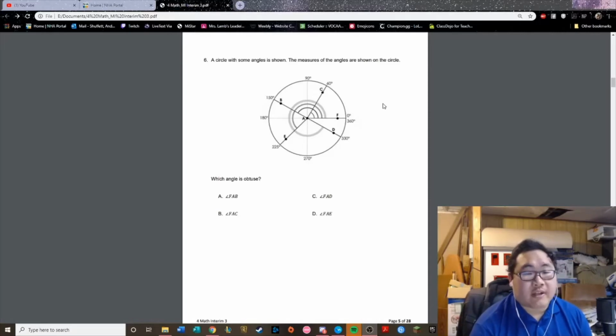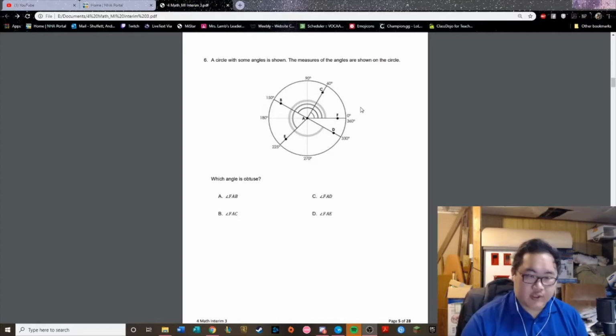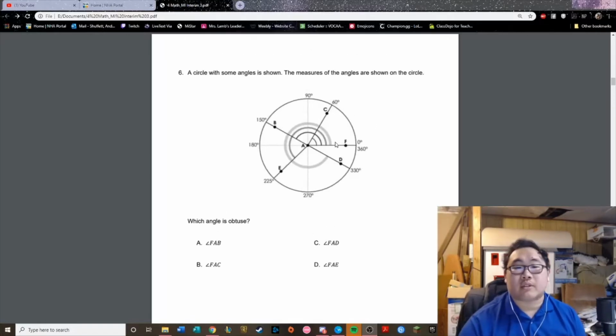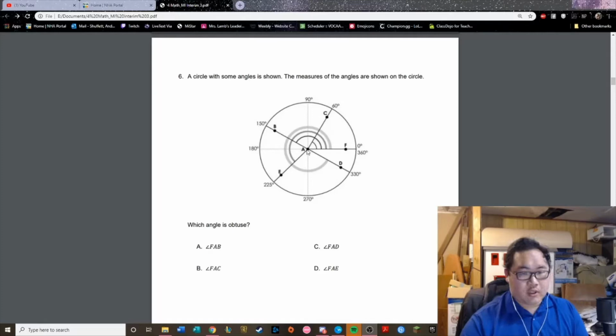Number 6 says a circle with some angles is shown. Measures of the angles are shown on the circle. So there's a lot of information here, boys and girls, that's really useful. I'm going to zoom in just a little bit so you can see. But right here we've got a center point, right? Each of these line segments meet at the center point, which means that they all make angles, right? Angles, boys and girls, which are presented to you by these little half circles, these little small parts of circles, right? They're showing you what angle you're measuring, right?